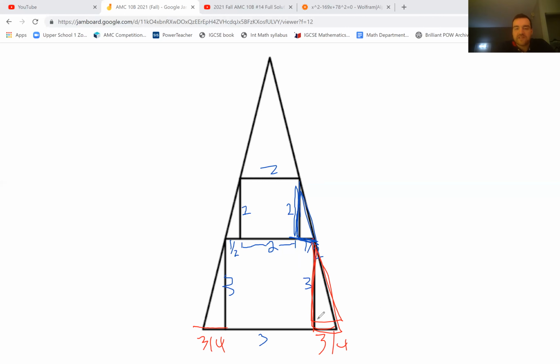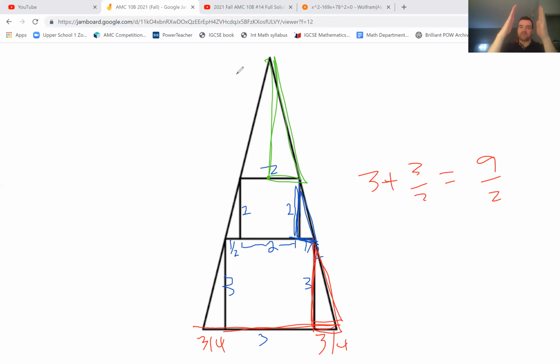So therefore, the base of the triangle has distance 3 plus 3/4 plus 3/4, which is 3 plus 3/2, what would that be? 9/2, right? So we know the base of the triangle is 9/2. Now, if I draw this height here, this triangle is also similar to those other two, right? It's also a similar triangle.